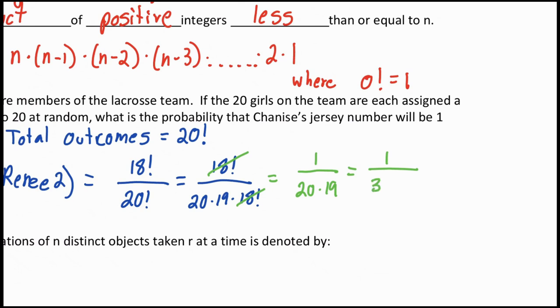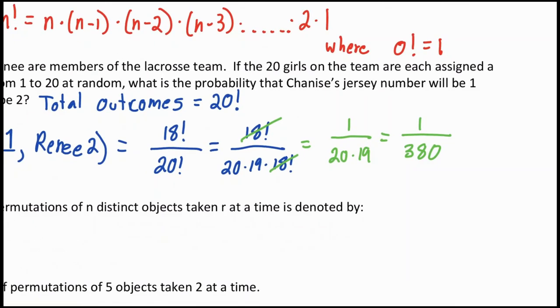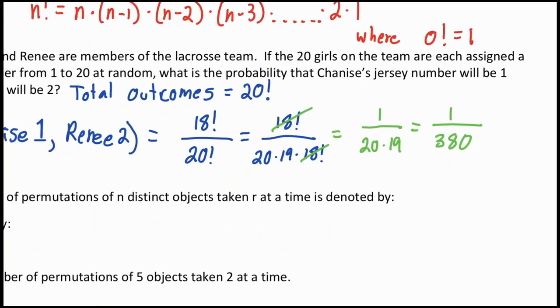$380. So we have a 1 out of 380 chance of that happening. Okay, so can I go?